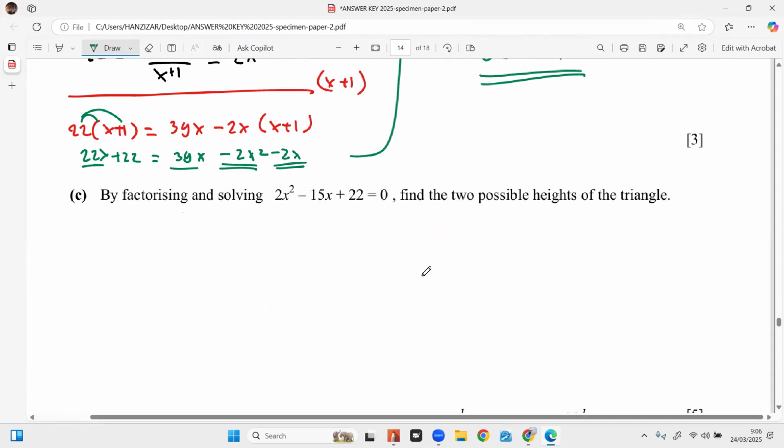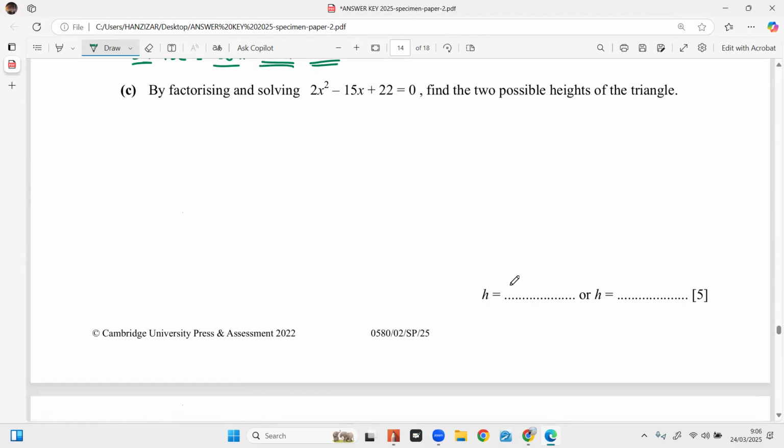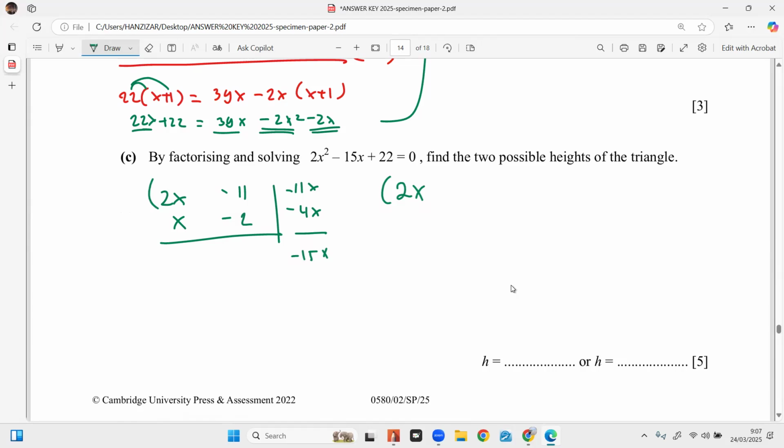Now, by factorizing and solving. You can do factorization with so many possibilities, so many ways, but I prefer doing this by using a simple factorization, fishbone, like you taught me previously. We do 11 and 2, can we? Yes. 11x, 4x, negative 15x, both of them are negative. Then 2x minus 11, x minus 2 equals 0. The first x is 11 over 2, right? The second x is 2.